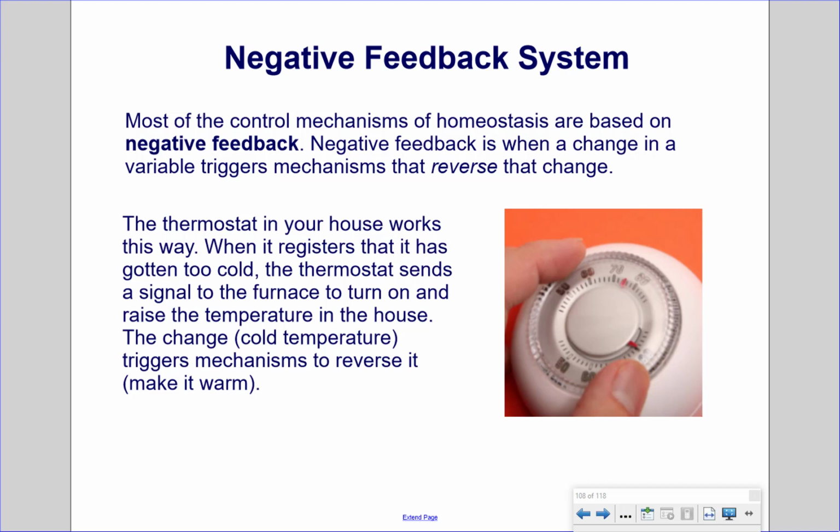But also keep in mind that the opposite is true. If the house gets too warm, then the thermostat will send a signal to turn the furnace off. So, negative feedback mechanisms act in reverse to what the stimulus is. It doesn't mean that they always act in a way that's going negative, like lower in number, lower in temperature. It's just whatever is opposite of the original stimulus.